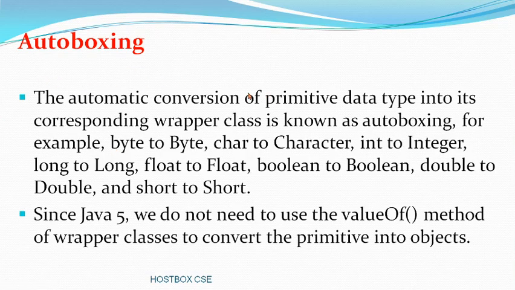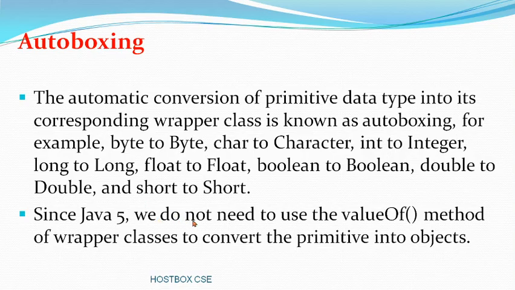Let's go to the concept of autoboxing. What is autoboxing? It is the automatic conversion of a primitive data type into its corresponding wrapper class, known as autoboxing. For example, byte to Byte, char to Character, int to Integer, long to Long, float to Float, boolean to Boolean, double to Double, and short to Short, and so on. So autoboxing is very easy: converting the given primitive data type into the corresponding wrapper class, or you can say the corresponding object.